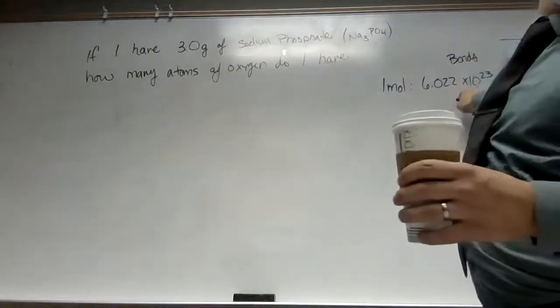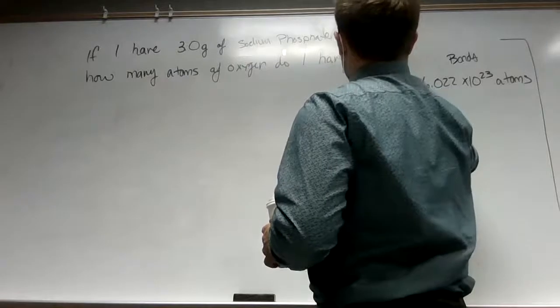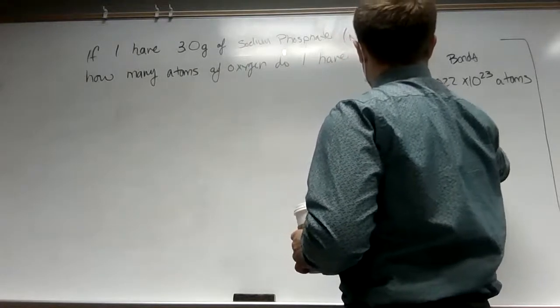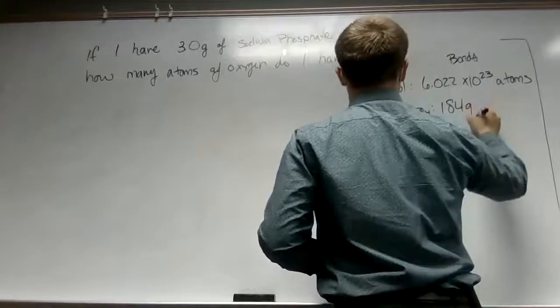What's this number? Avogadro's number. And 1 mole of sodium phosphate is 184 grams.